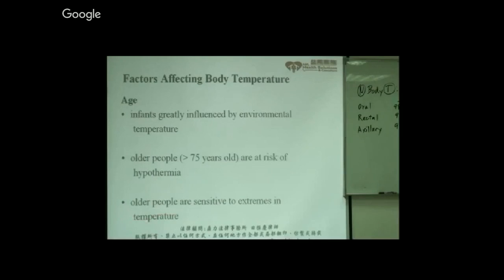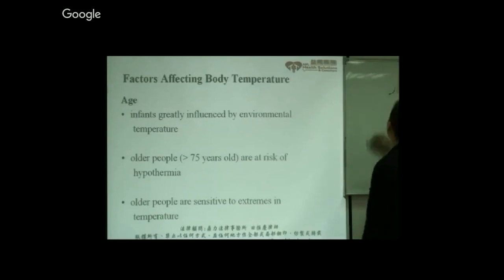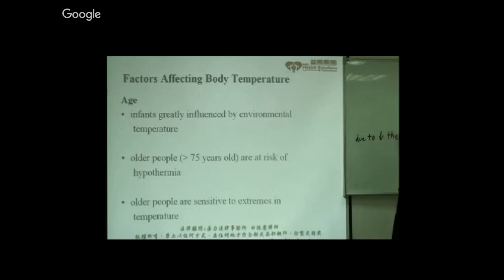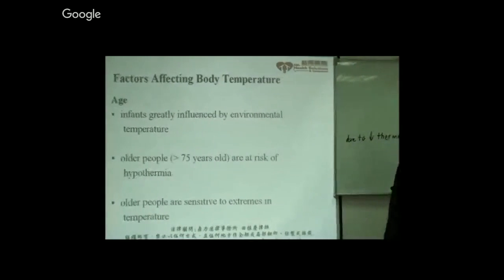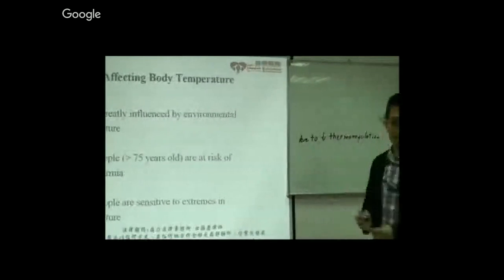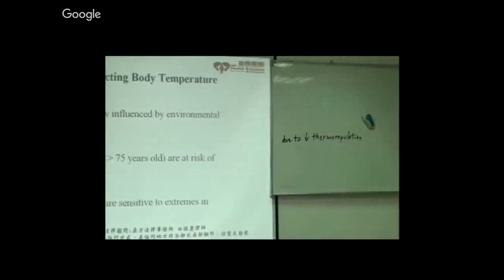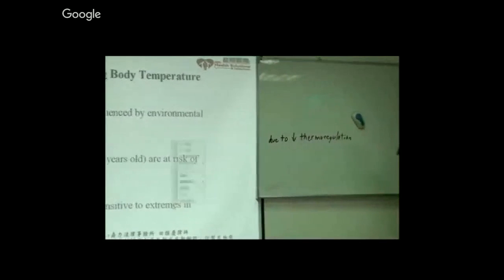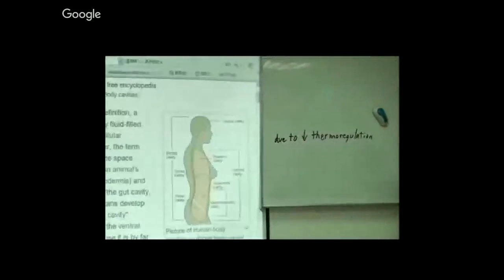What's the reason for this? Why are older people sensitive to extremes in temperature? This is the reason why: a decrease in thermoregulation. We use the term thermoregulation.